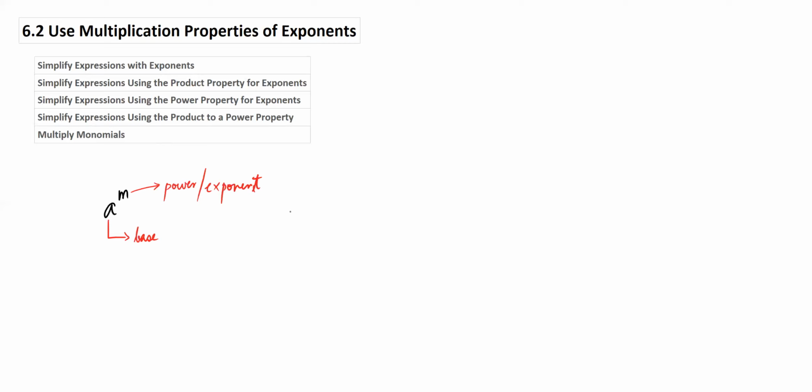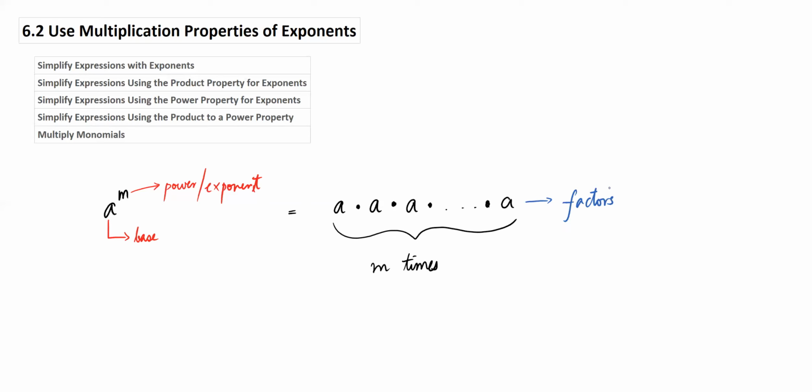Now, what this means is your a gets multiplied. The same a gets multiplied to itself. How many times? m times. So the power tells you how many times to multiply that base, right? So we call this base a, the ones that are getting multiplied, factors. And these factors get multiplied m times.